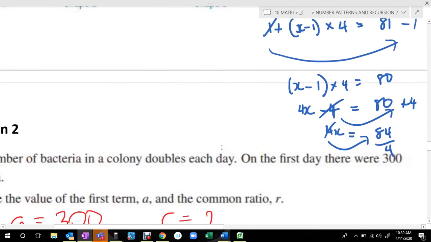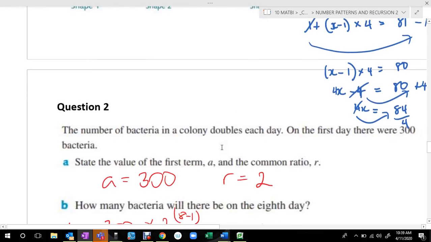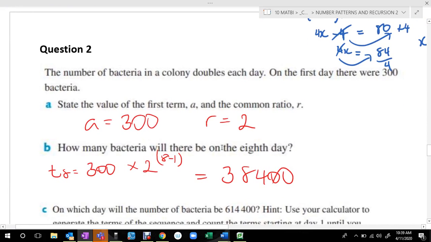Question 2, right here. The number of bacteria in a colony doubles each day. So let's see, Sarah, can you tell me, from what this question is saying, the number of bacteria doubles each day? What's the common ratio if it's doubling? Good, times 2, easy, okay? And on the first day, so Jacqueline, what's the first term here?